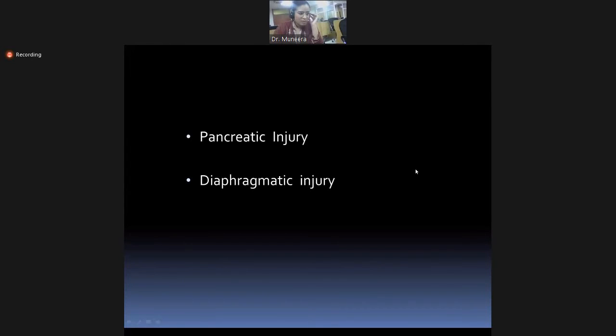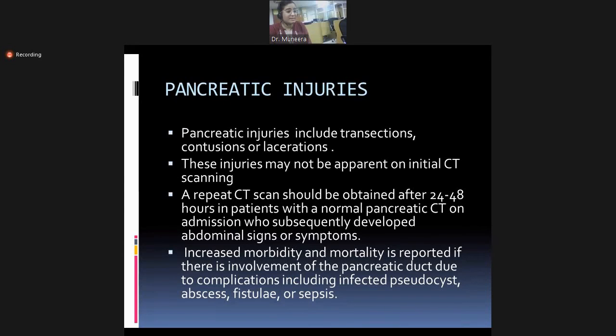These are pancreatic and diaphragmatic injuries. These are the two injuries or injury patterns that are basically missed in blunt abdominal trauma initially. Pancreatic injuries include transection, contusions, or lacerations. These injuries may not be apparent on initial CT scanning. A repeat CT scan on day 3, 4, or 5 after trauma, or maybe on day 2 or 3, is indicative of the injury level.